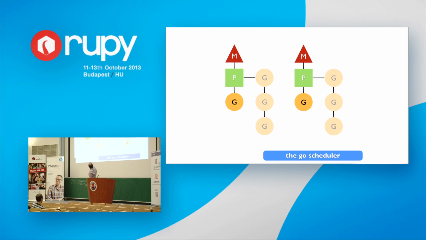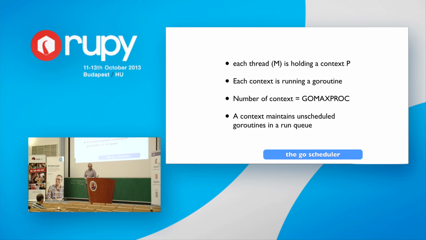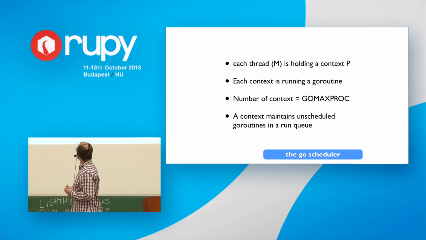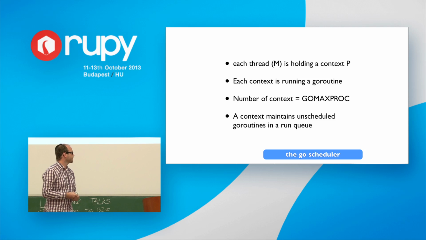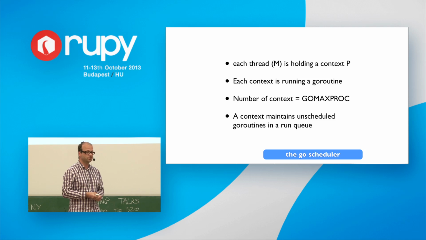So you have a context that is maintaining a queue of scheduled Go routines, and executes one Go routine at a time. A context is held by one thread. You can have multiple contexts in your app. So each thread aims to maintain a context P. Each context runs one Go routine at a time, and you can set the number of contexts using the GOMAXPROCS variable.